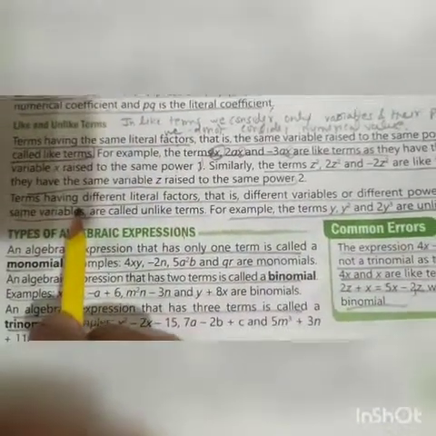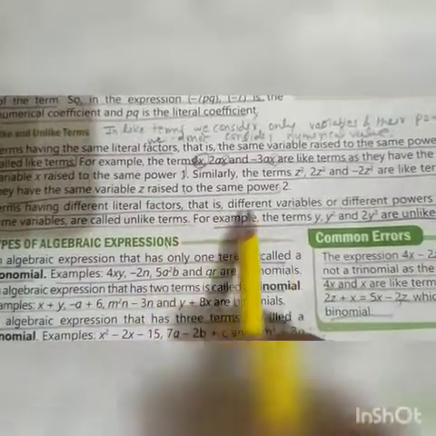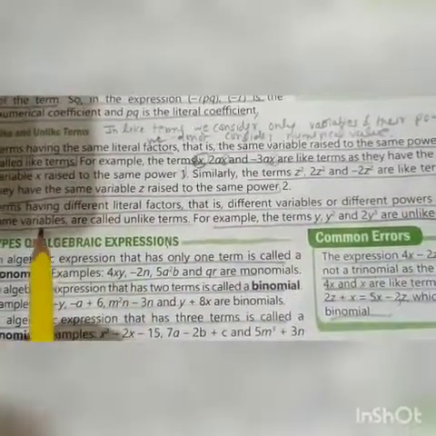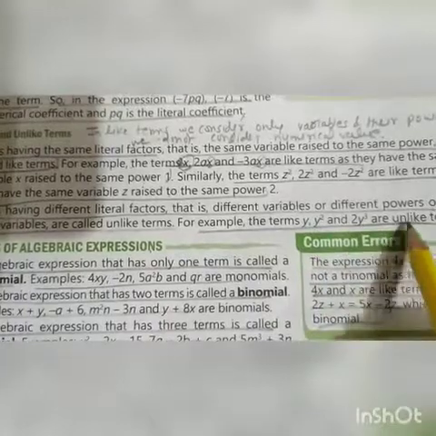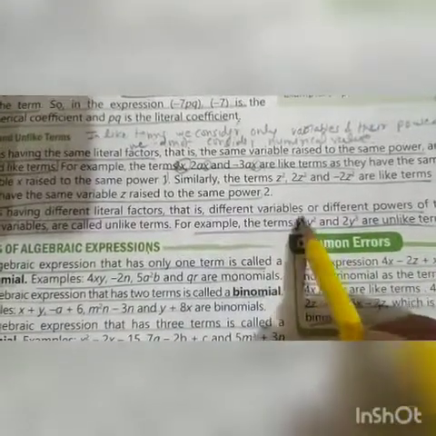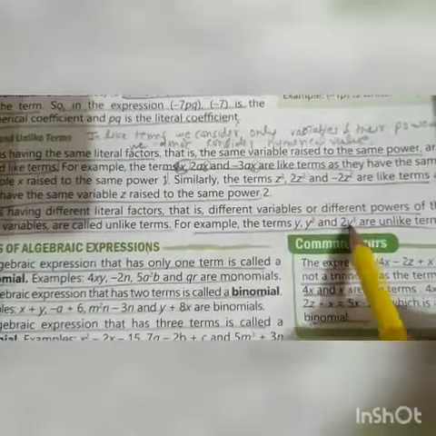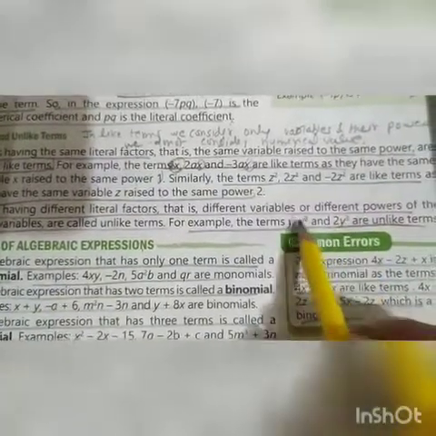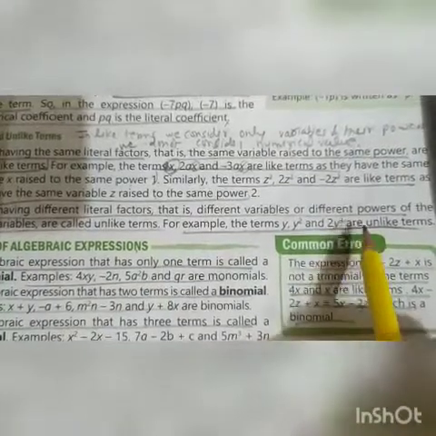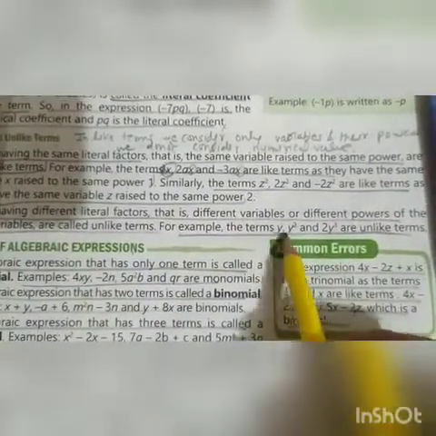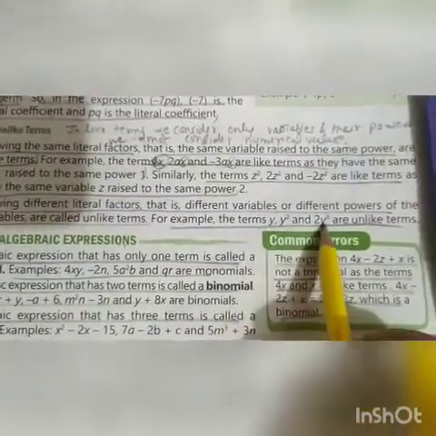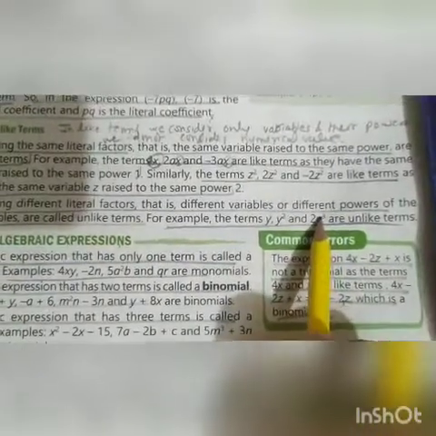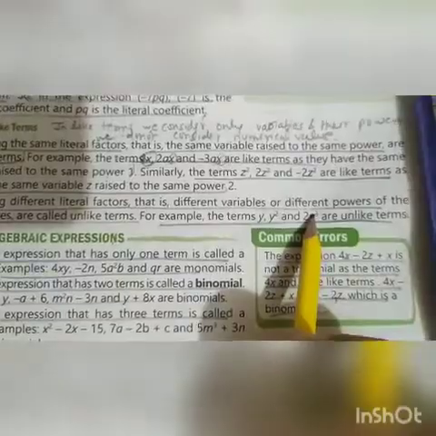Terms having different literal factors, that is different variables or different powers of the same variable, are called unlike terms. For example, y square and 2y cube are unlike terms. See here, this is y power 1, this is y power 2, this is y power 3. Here literal factors are same, but their powers are not same. So these are unlike terms. In like terms, literal factors and their powers both are same. But in unlike terms, literal factors are same but their powers are not same. Is it clear? Yes. Now come to question number 4.